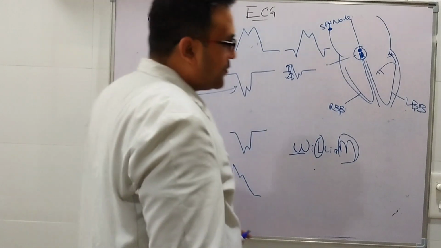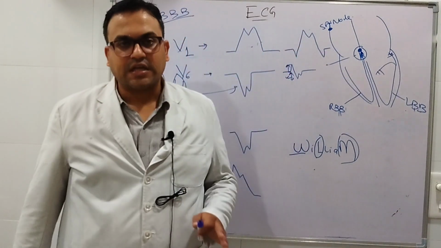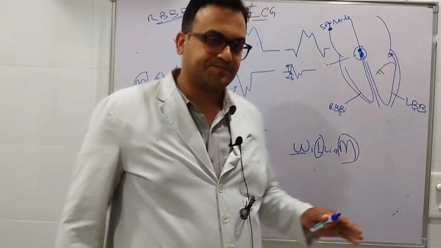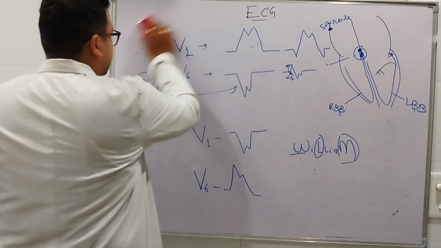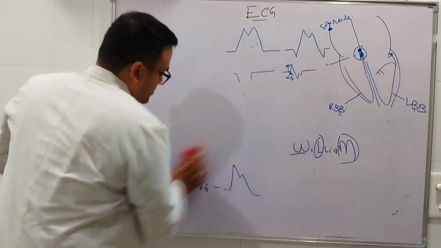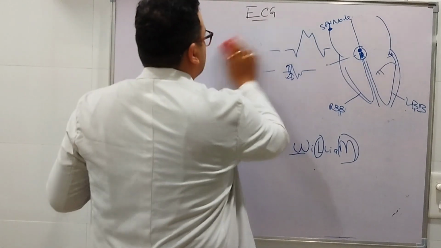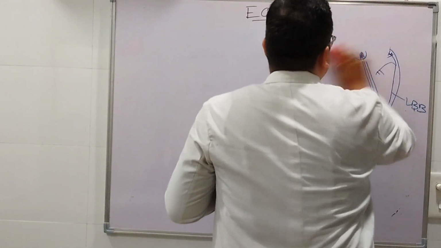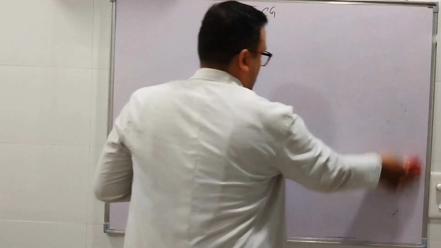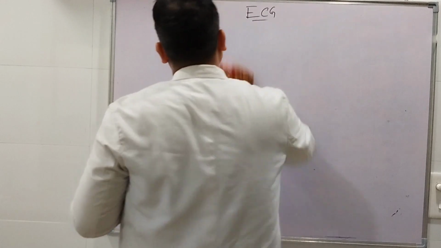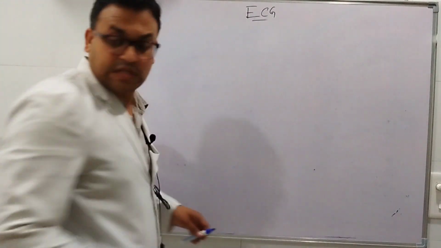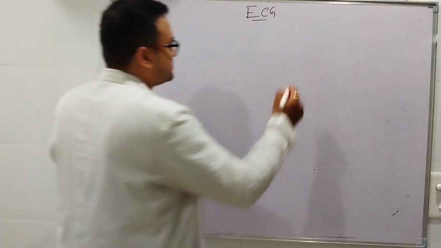I hope you have understood till here the rhythms, the heart blocks, different kinds of asystoles and the basics of the ECG. Next we will be going to the most important and most interesting part, that is ischemic heart disease or the myocardial infarction.